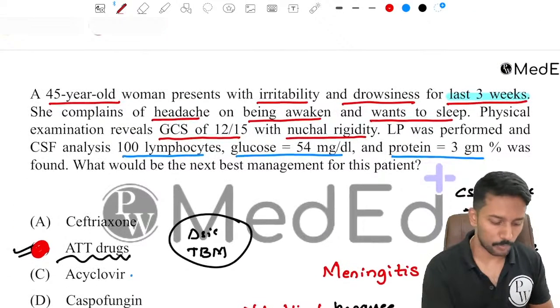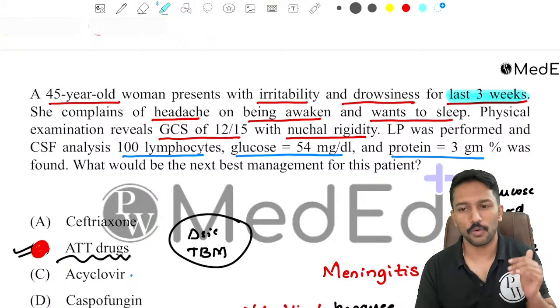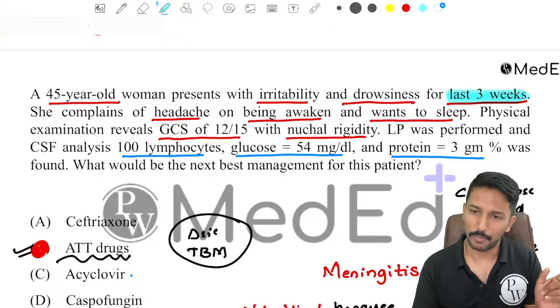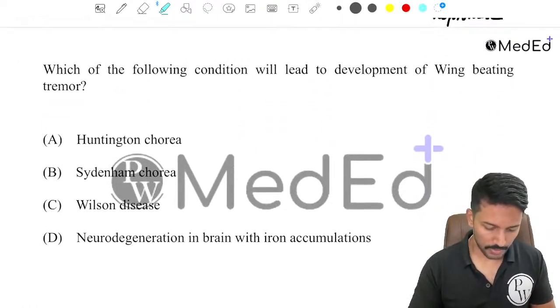So you have to take help of history, right? The duration, if it is subacute or chronic, only then think of fungal or tubercular. If it is acute, think of bacterial or viral. Okay, clear. Now next question.